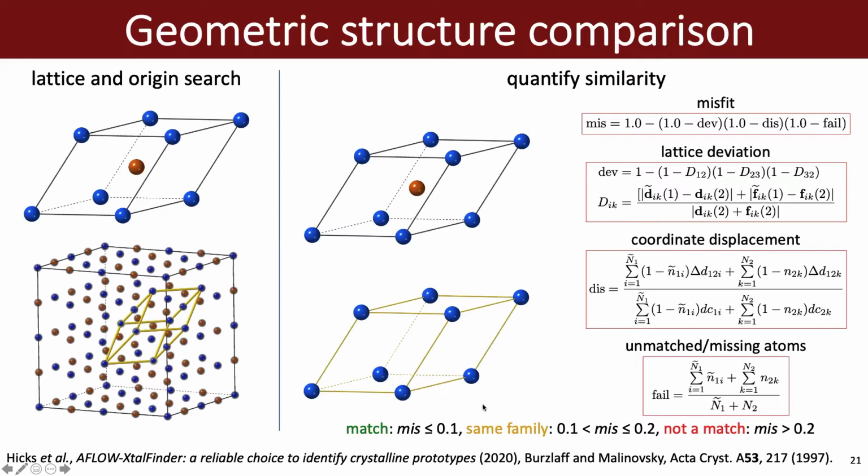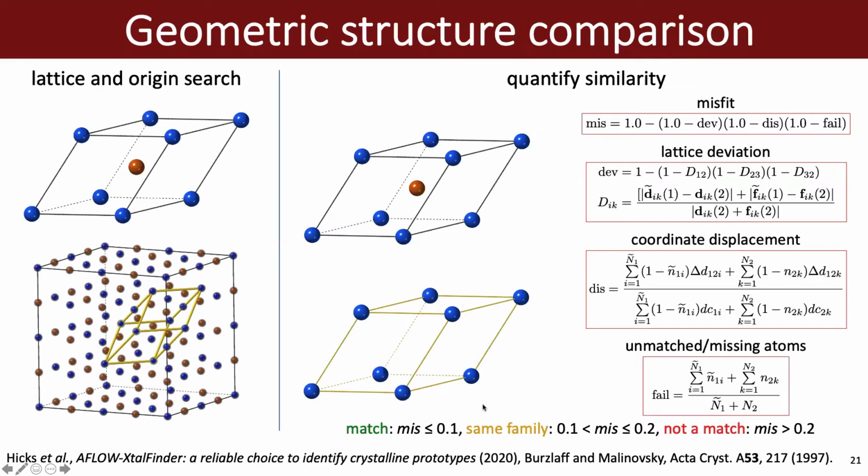And so we continue this search until we've either found a match, or if we've exhausted all of the search space and we couldn't find a matching lattice or origin choice. And so this is what we call a geometric structure comparison. So this is mapping 2 structures onto one another. And so once we've done this, we've determined isoconfigurational structures. So they have the same configuration.